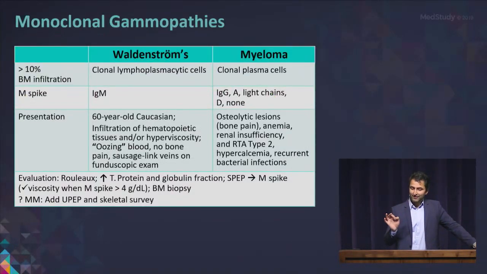Recognize that myeloma is different from Waldenstrom's. So in Waldenstrom's, you also have a monoclonal spike, but it's IgM in Waldenstrom's. And so I remember that by taking the W of Waldenstrom's and flipping it upside down. So Waldenstrom's is IgM. If they're giving you an IgM spike, think about Waldenstrom's. And this disease kind of behaves more like a lymphoma, where you get organomegaly and you can get hyperviscosity from this IgM because it's a very viscous, thick molecule.